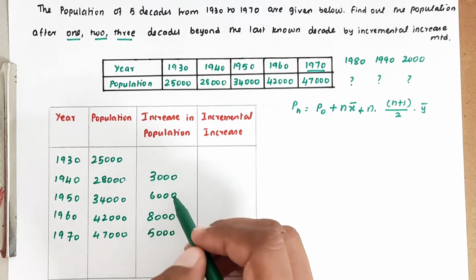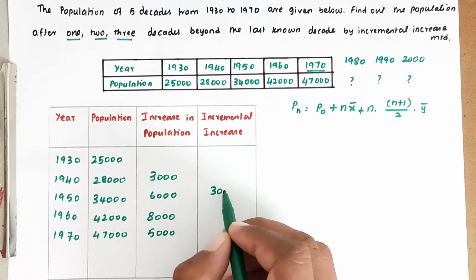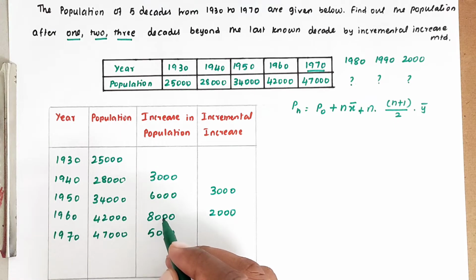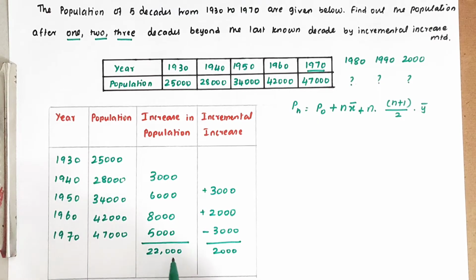Now the incremental increase: how much the increase itself changes. Between 3,000 and 6,000, 6,000 minus 3,000 is positive 3,000. Then 8,000 minus 6,000 is 2,000. Then 5,000 minus 8,000 is minus 3,000. Now we add all these. The cumulative is 22,000 for the increases and 2,000 for the incremental increases. Now we divide by 4 to find the average.